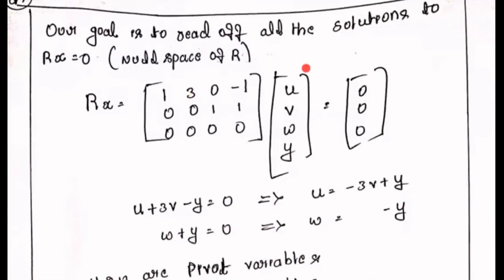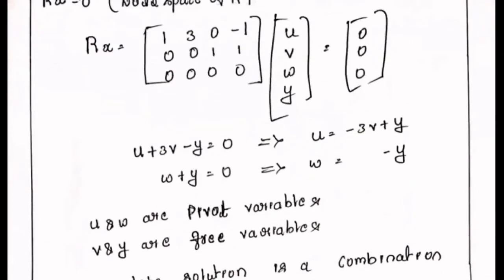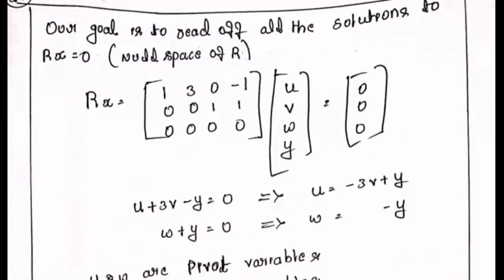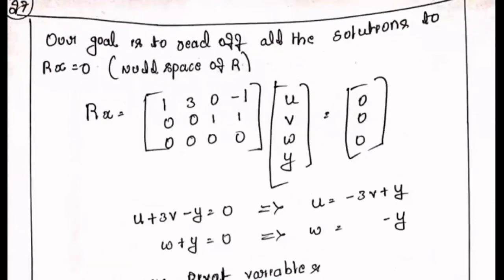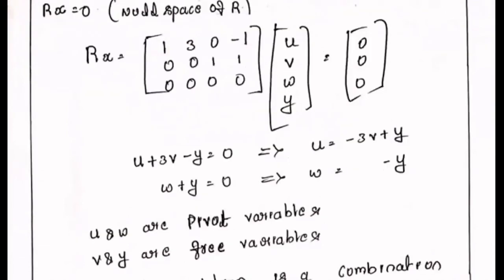So R is there, and these are all the variables I'm considering. Why am I considering 4 variables? Basically because you have 4 columns, right? So you consider the variables, and that will be equal to 0, right? Now, actually what we are doing is trying to find the null space, okay? Since we are calculating the null space, we are considering the matrix and multiplying it by the variable vector, and we expect the answer to be equal to 0, okay? So multiply the first row with the column.